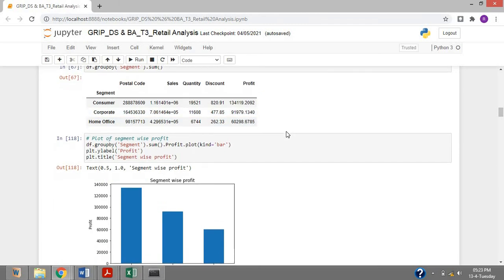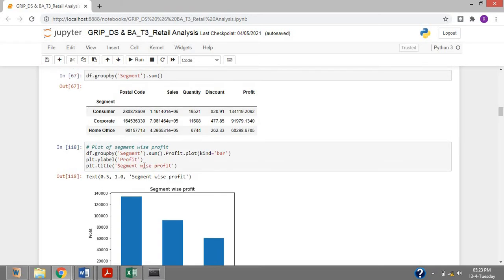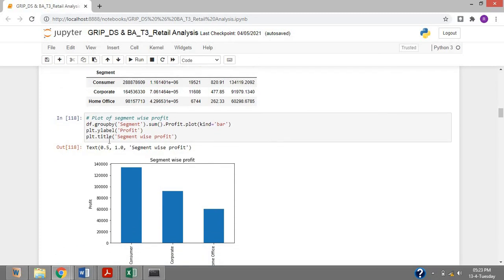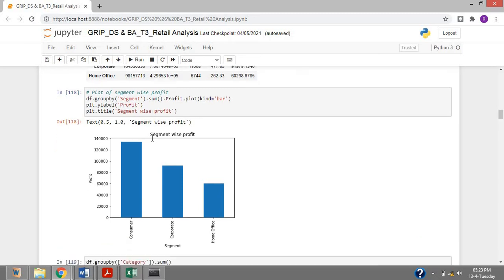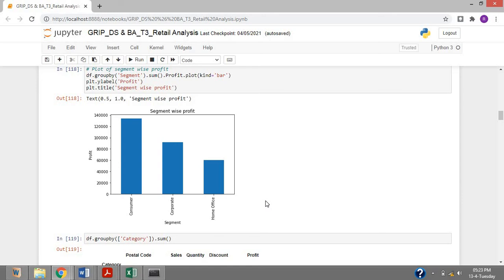We will visualize the profit using a bar plot. We use the same formula here, df.groupby segment dot sum, and we select the profit column alone. We apply dot plot, specify the kind to be bar, and specify the y label and the title for the plot. This is how the segment-wise profit looks. The interpretation here is that the consumer segment has a higher profit share, followed by corporate and home office.